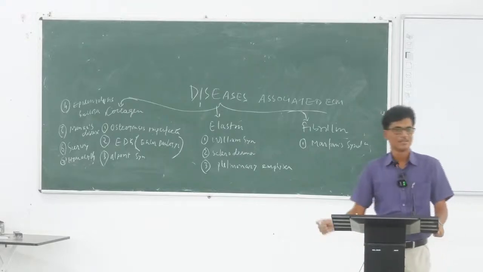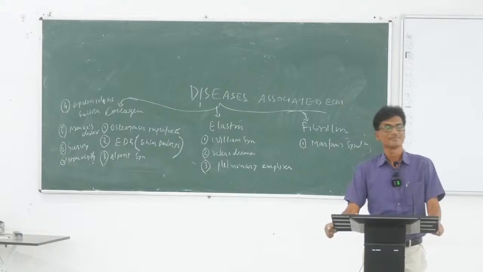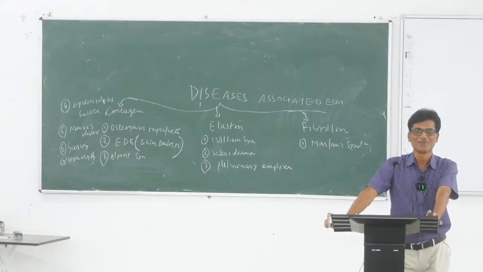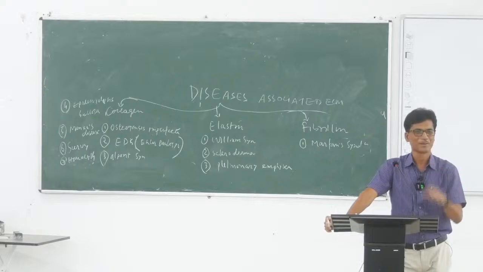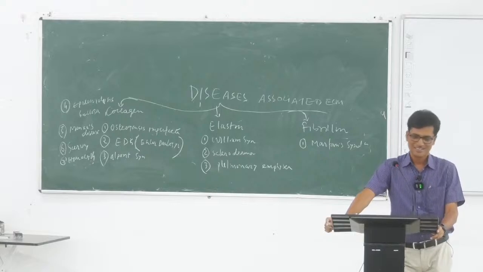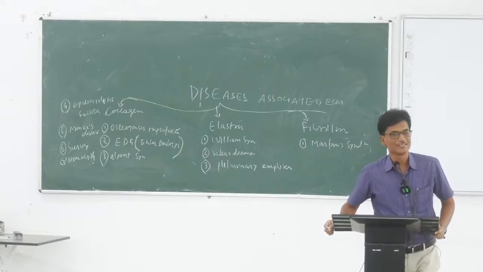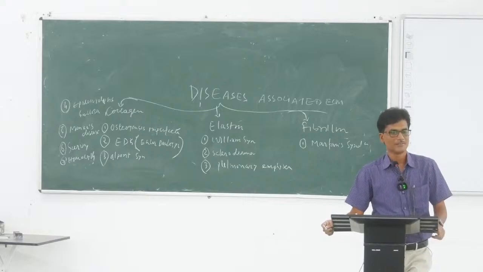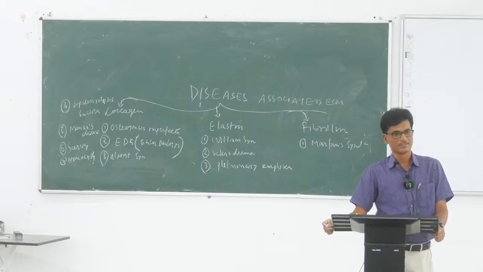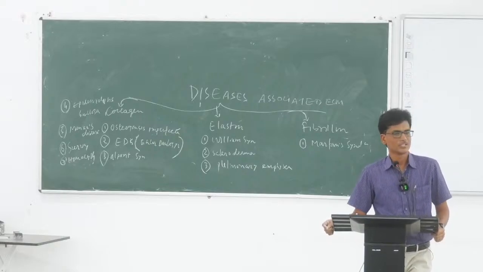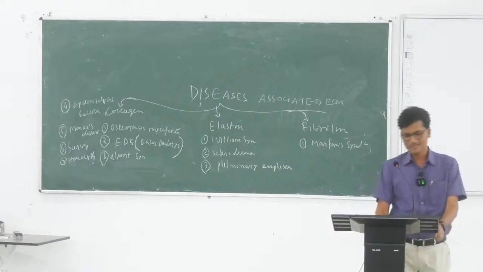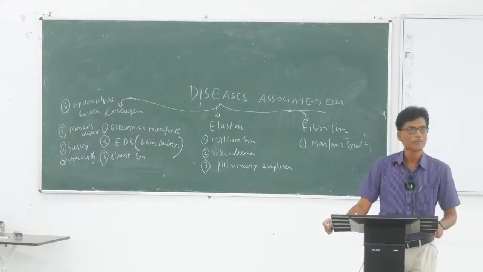Then Menkes disease. Where has Menkes disease been studied? Copper. Okay. Menkes disease, due to deficiency of copper, there is defective enzymatic function of lysyl oxidase that causes defective cross-linking of the collagen fibers that leads to weakness of the collagen. Okay. Next, scurvy. What is scurvy?